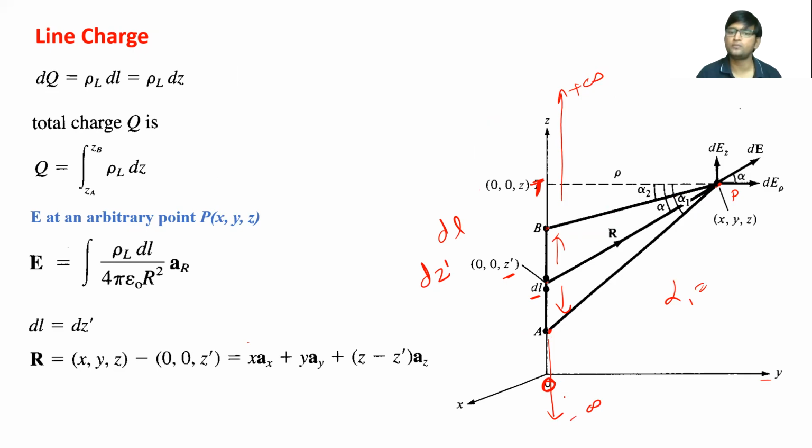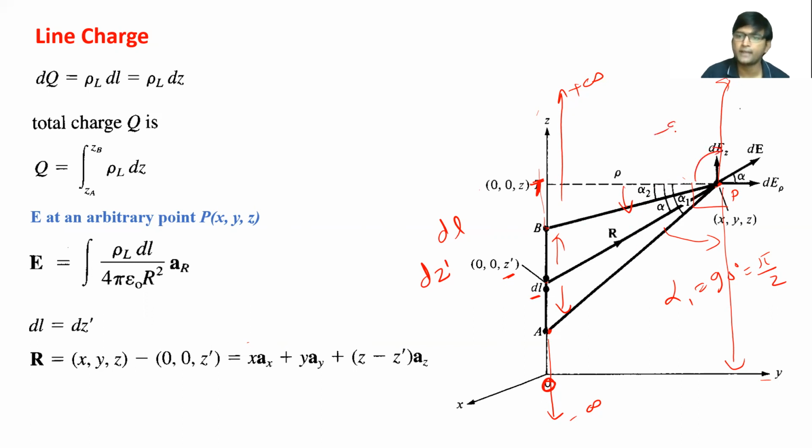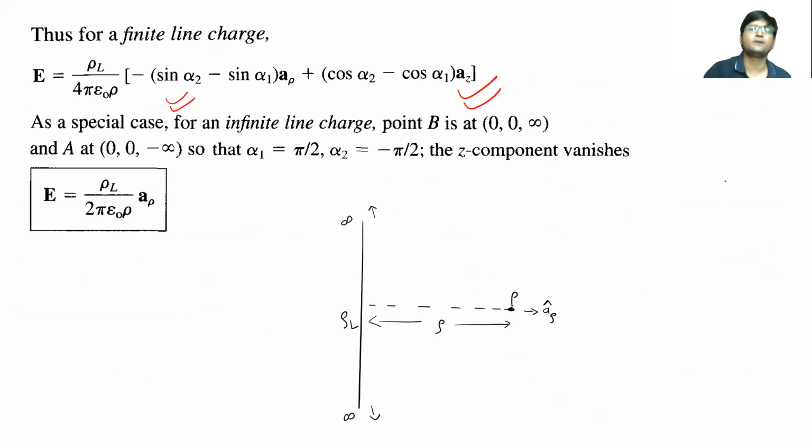If this line has gone to minus infinity, this line will become straight. So how much will this angle be? Can you tell me? It will be 90°, or you can also say pi by 2. And in the case of alpha 2, if this line has gone here, since this direction is the positive angle, in this direction it will be a negative angle. So it will become minus 90° or minus pi by 2. So alpha 2 will become minus pi by 2 and alpha 1 becomes pi by 2, which is written here.